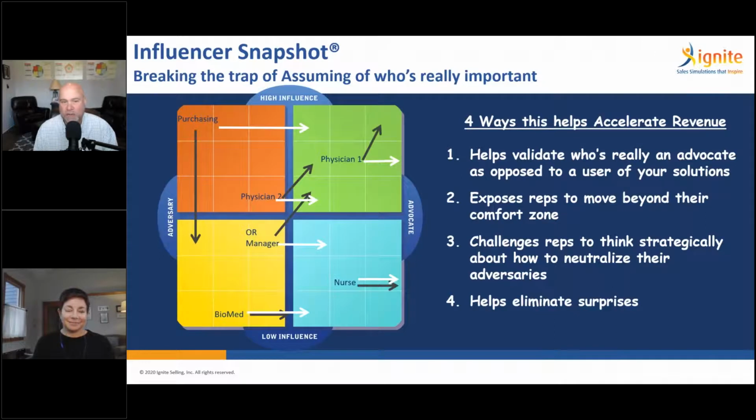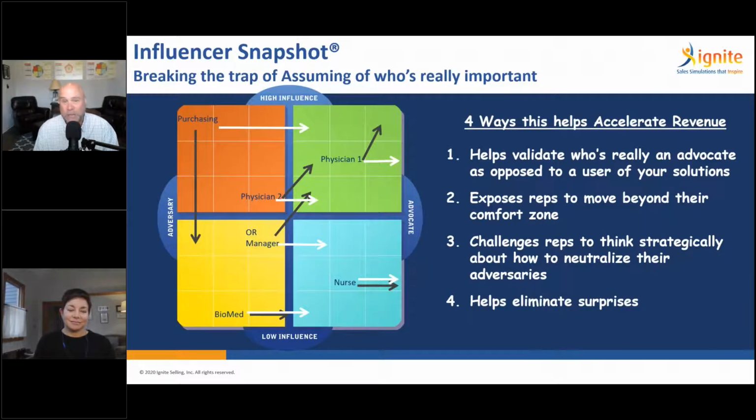Maybe an alternative strategy is something like this. Pretty radical here. How are you going to reduce the level of influence of somebody in purchasing, your highest level of adversary? How are you going to reduce their influence? Well, maybe a strategy is by raising the level of influence of physician number 1, number 2, as well as the OR manager. Make their voices be heard. But there are several different ways. There's not a right or a wrong. Every opportunity is going to be different.